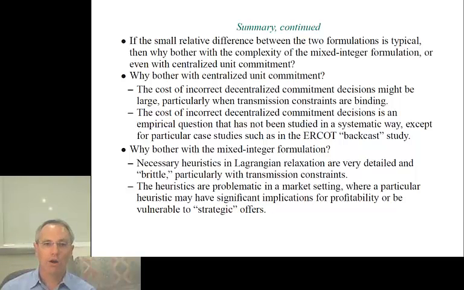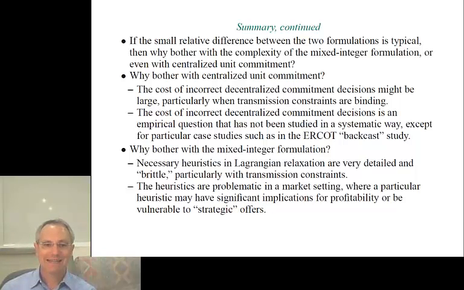It is quite ad hoc typically to adjust the solution of unit commitment. We can get a more definitively optimal solution from mixed integer programming software, and in some cases the cost of incorrect decentralized unit commitment decisions could be quite large, particularly when transmission constraints are binding. The cost of incorrect decentralized commitment decisions is an empirical question. It's in fact not been studied in a very systematic way, except for particular case studies such as the ERCOT backcast study.